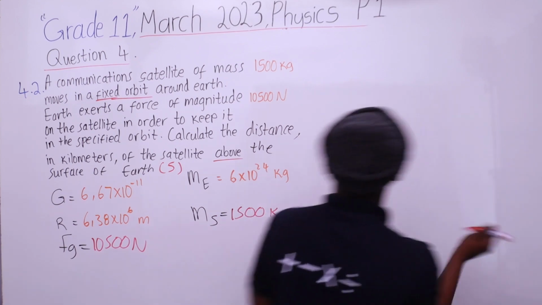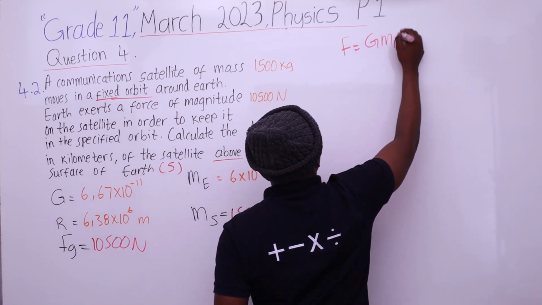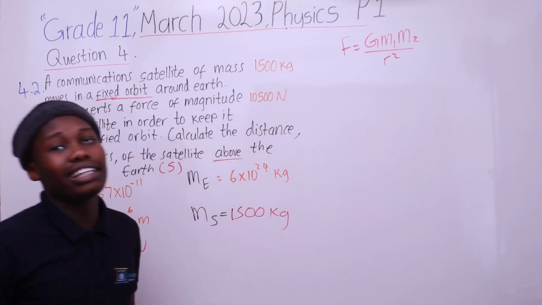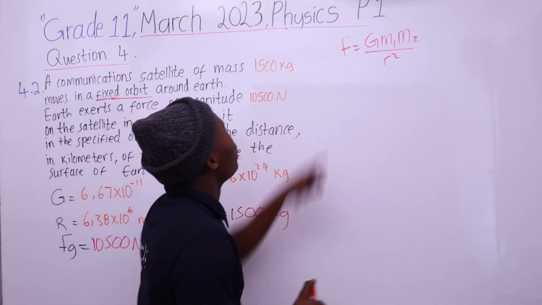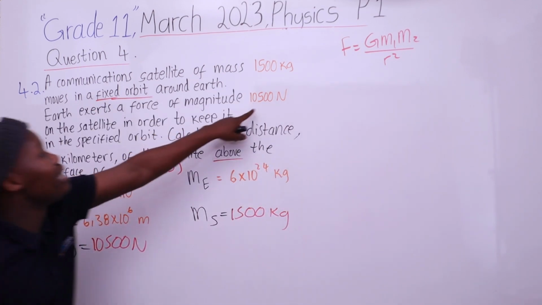First things first, ubhala i-formula yakho. F is equals to G m1 m2 all over r squared. Imaki lokuqala leli. And then you substitute konke okwaziyo. Konke okwaziyo. Siyamazi u-F nangu. It is 10,500. Basitshelile kwi-statement.